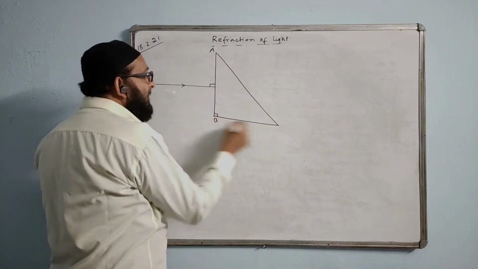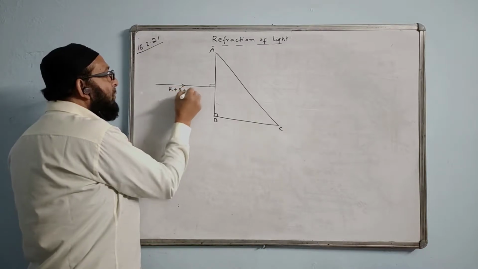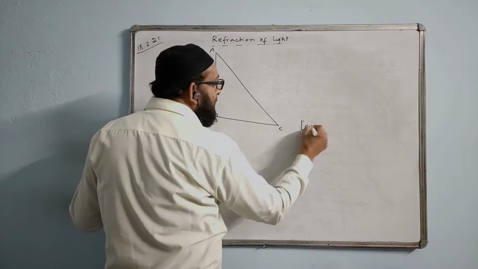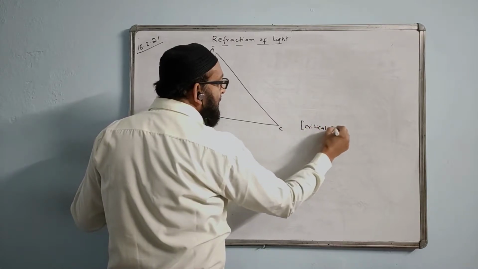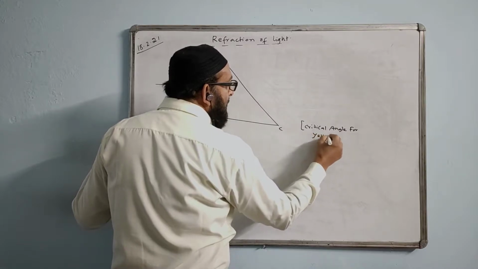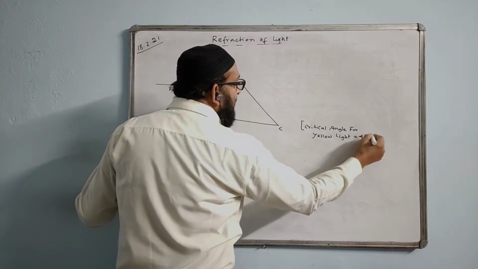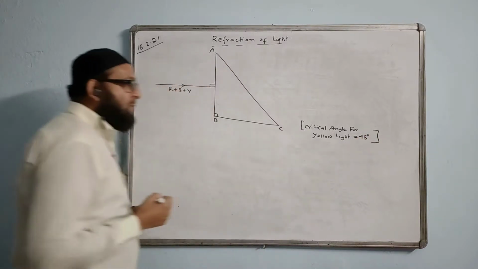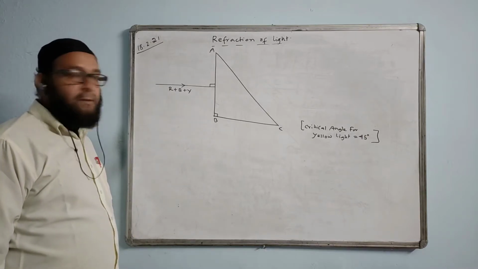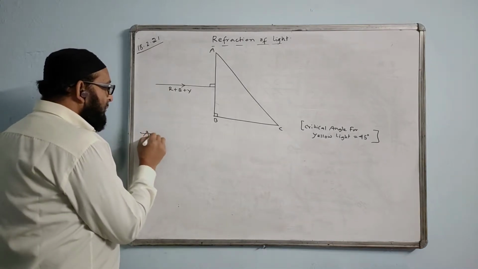This is ABC given, and the light is red plus blue plus yellow. In the question they have given the critical angle for yellow light equal to 45 degrees. They are asking you to copy and complete it. Now see the answer. How will you do it?